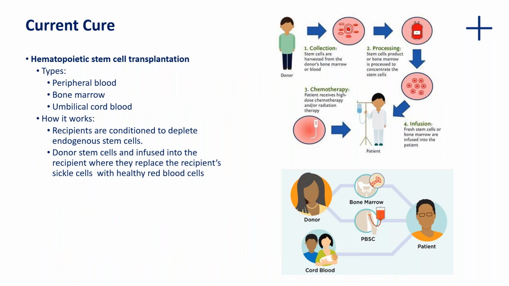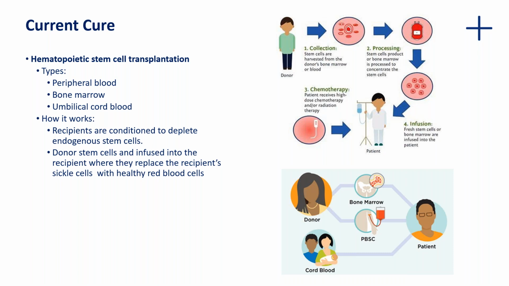The current cure for sickle cell disease is haemopoietic stem cell transplantation, and the stem cells can be retrieved either from the peripheral blood or bone marrow of a donor or umbilical cord blood. With umbilical cord blood, it must be noted that the child cannot use their own umbilical cord blood, as it will contain gene mutations for the hemoglobin. So the child would either have to use cord blood from a donor or from a matching sibling.